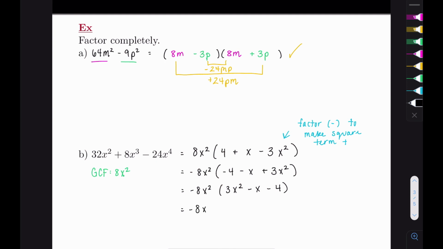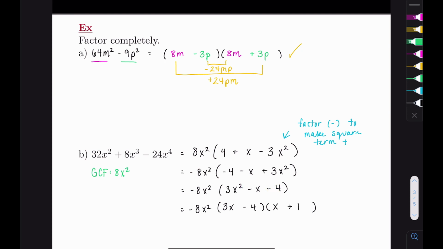So now we're at a point that we can go ahead and do our guess and check method. We need the first terms to multiply to 3x squared. So I'm going to go ahead and use 3x and x. And then we need the last terms to multiply to -4. So I'm going to try a -4 and a +1.